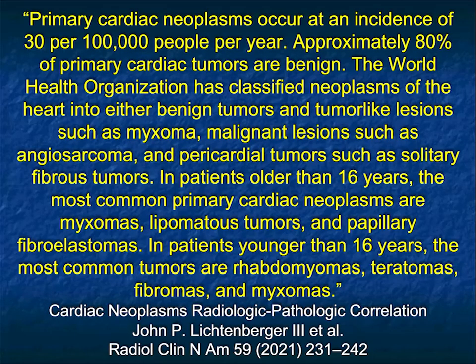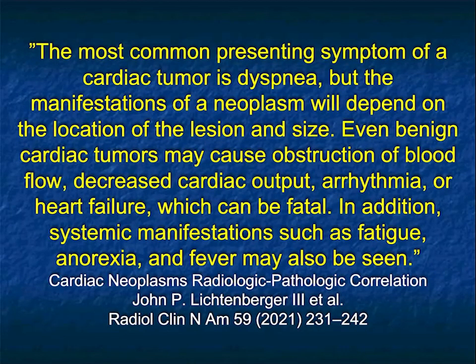In patients older than 16 years, the most common primary cardiac neoplasms are myxomas, lipomatous tumors, and papillary fibroelastomas, which typically arise off the valve leaflet, specifically the aortic valve, and I'll show you some examples like that. And then, of course, if patients are younger, the most common tumors are rhabdomyomas, teratomas, fibromas, as well as myxomas.